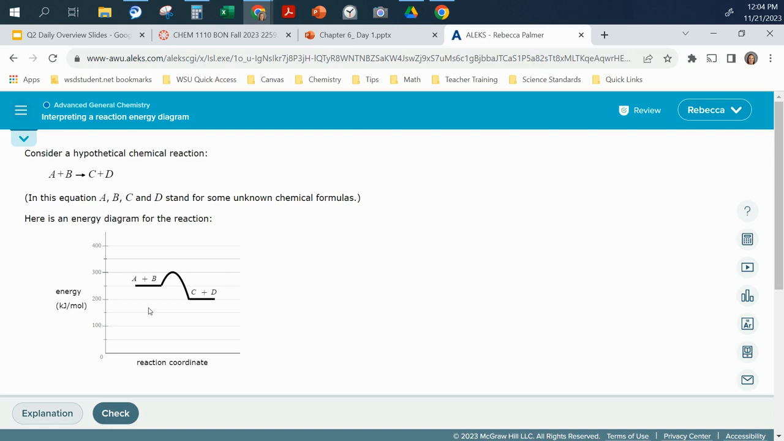So this is endo. Oh, it's not endo. This is exo. Okay, and then this one. So the other way, if your products are higher and your reactants are lower, this is endo.